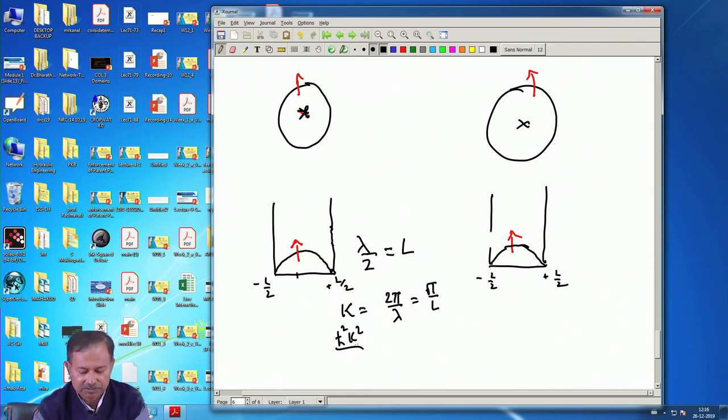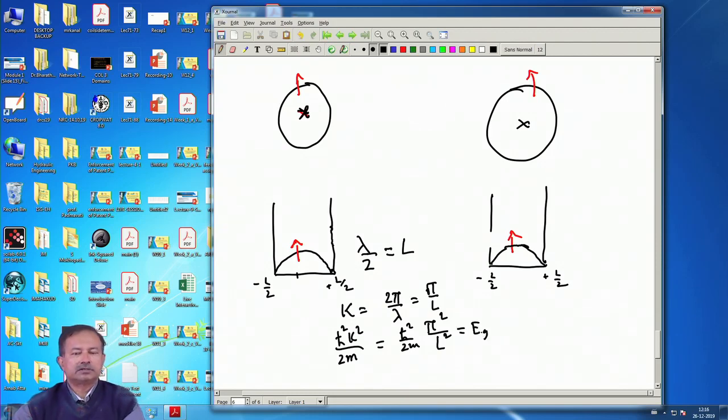So, ħ²k²/2m is ħ²/2m times π²/L². So this is the energy of the ground state, the lowest state, of each of these infinite potential boxes. And you have done this in your class many times.